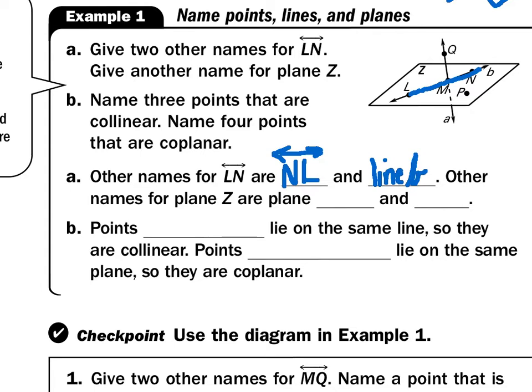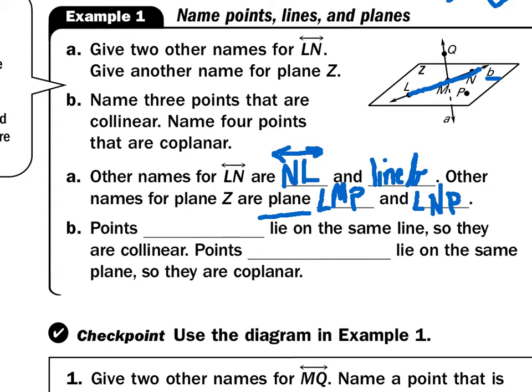If you're not very good at cursive, you can do kind of lowercase print like they did, kind of italic print. Other names for plane Z are plane LMP, and notice there's no symbol above that because we have the word here. And plane LNP.